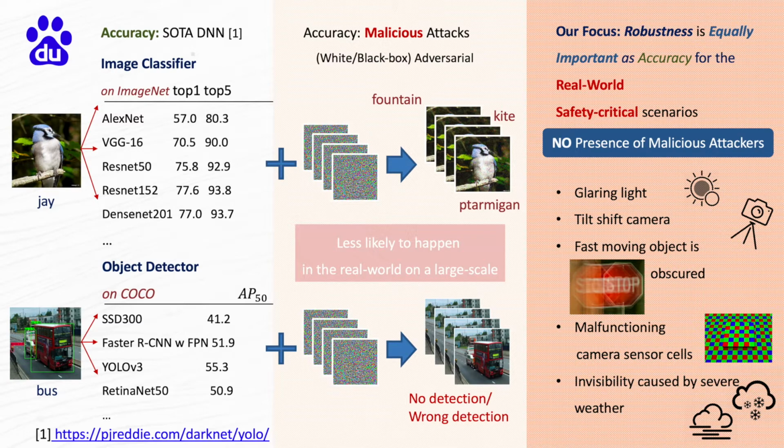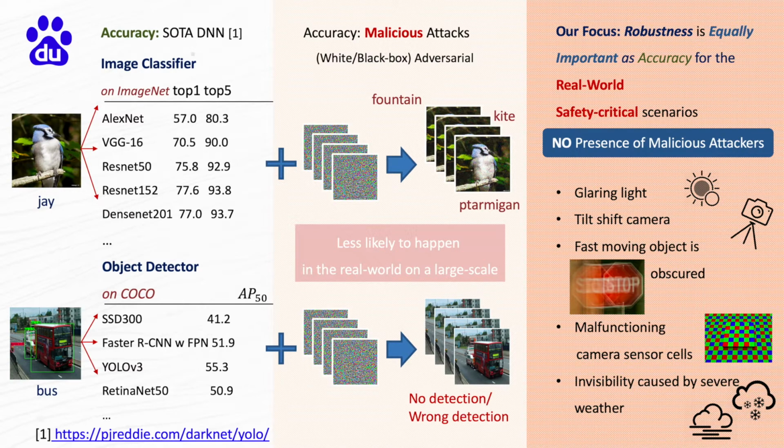However, a carefully crafted adversarial example can put deep learning models in danger. A slight, unperceivable perturbation results in model misbehavior. Fortunately, so far, we haven't seen any such attacks on a large scale. In this talk, we argue that robustness is equally important as accuracy for safety-critical scenarios.